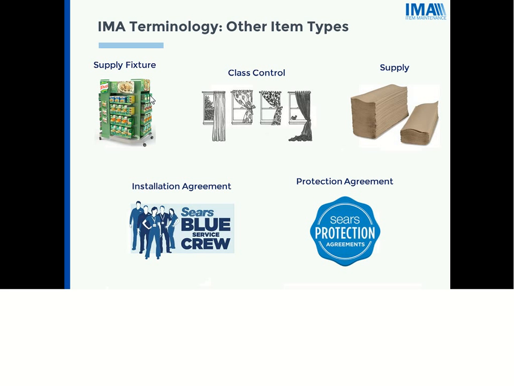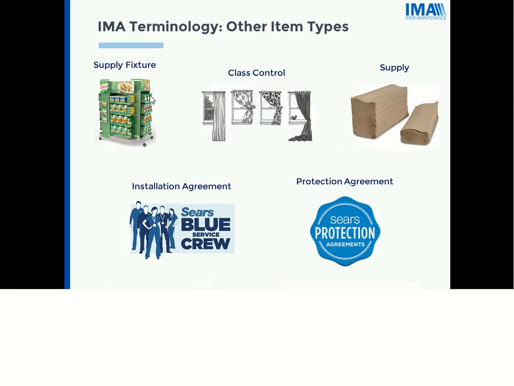We have supply fixtures, we have class control items. Best example for that is curtains. We don't care about the sales history for each of the variances of the curtains because there's so many of them with the different widths and heights. So all we care about is how many of a specific curtain we're selling. So in that instance, it would be built as a class control item.